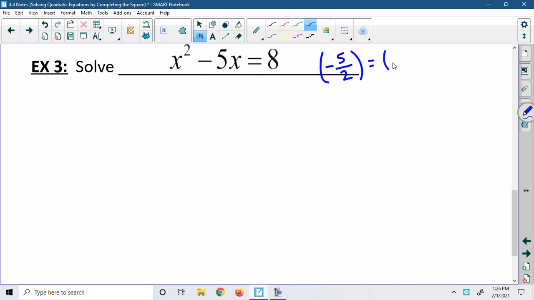So that's negative 2.5. And then you square that, and you get positive 6.25. So even though it's not the prettiest number, that's our mystery number. It's 6.25. So we're going to add it to both sides of the equation.